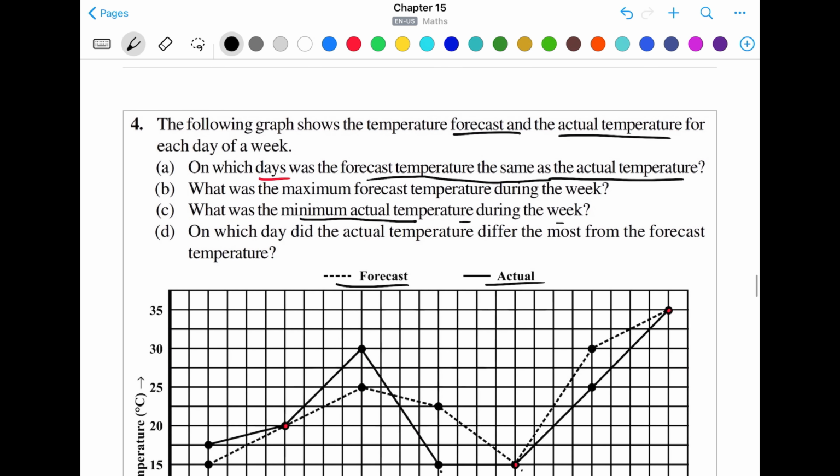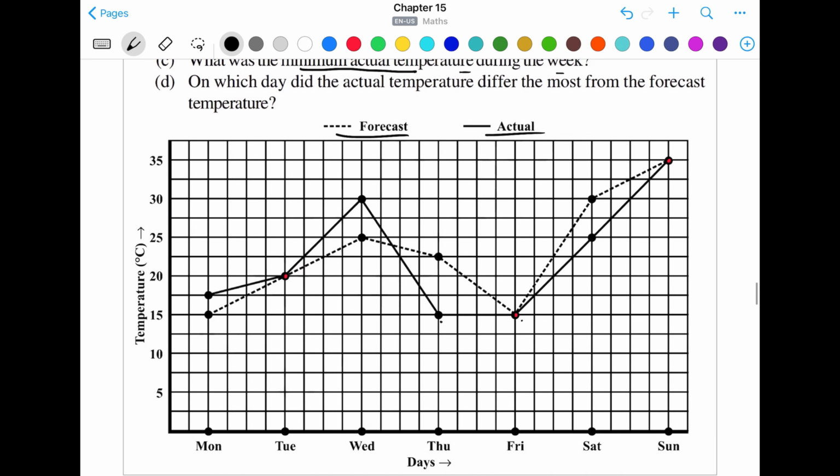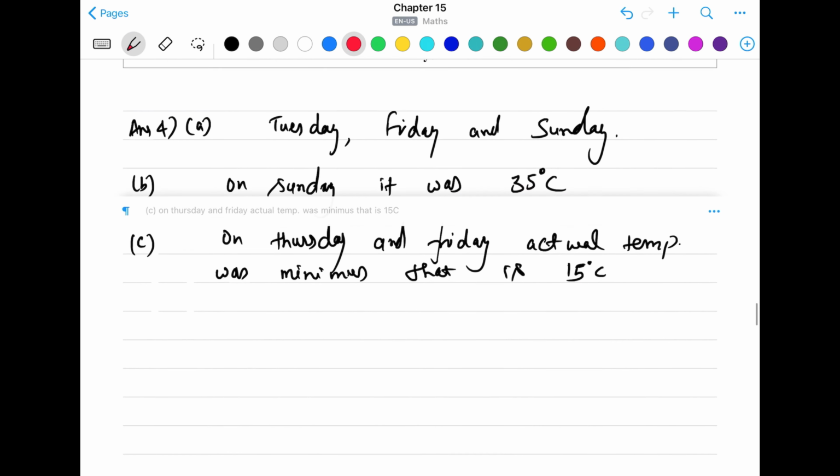Now let's see part D. On which day did the actual temperature differ the most from the forecasted temperature? It means the point where the difference between the two temperatures is the most. Now you can see the difference between the two temperatures is most here, as it has 3 boxes in between. Here it has 2, here also 2, here 1. So on Thursday it differed the most.